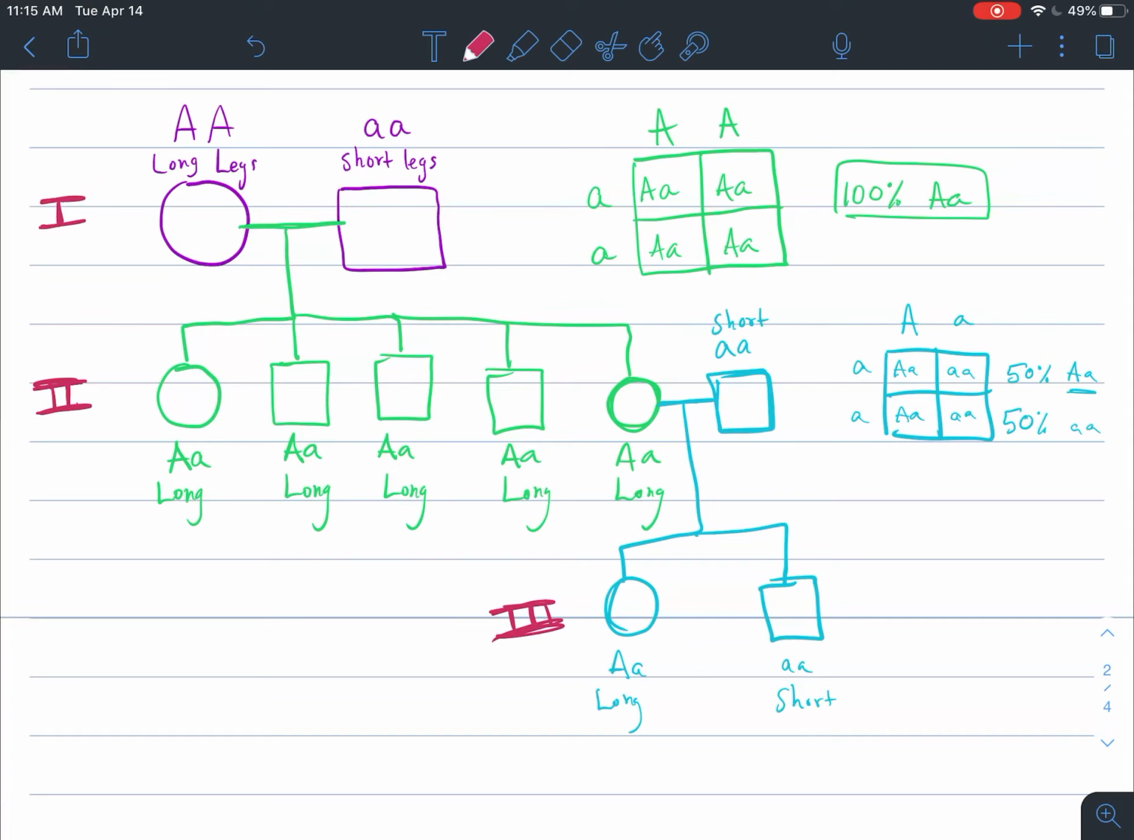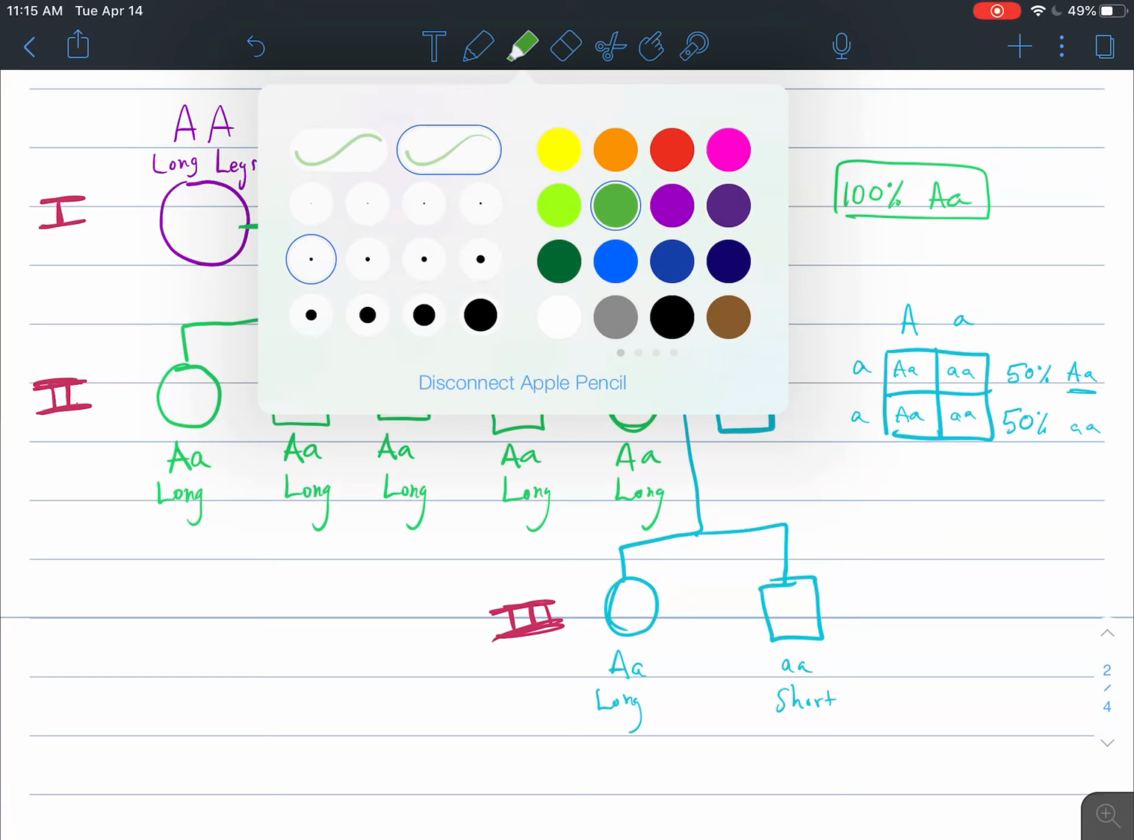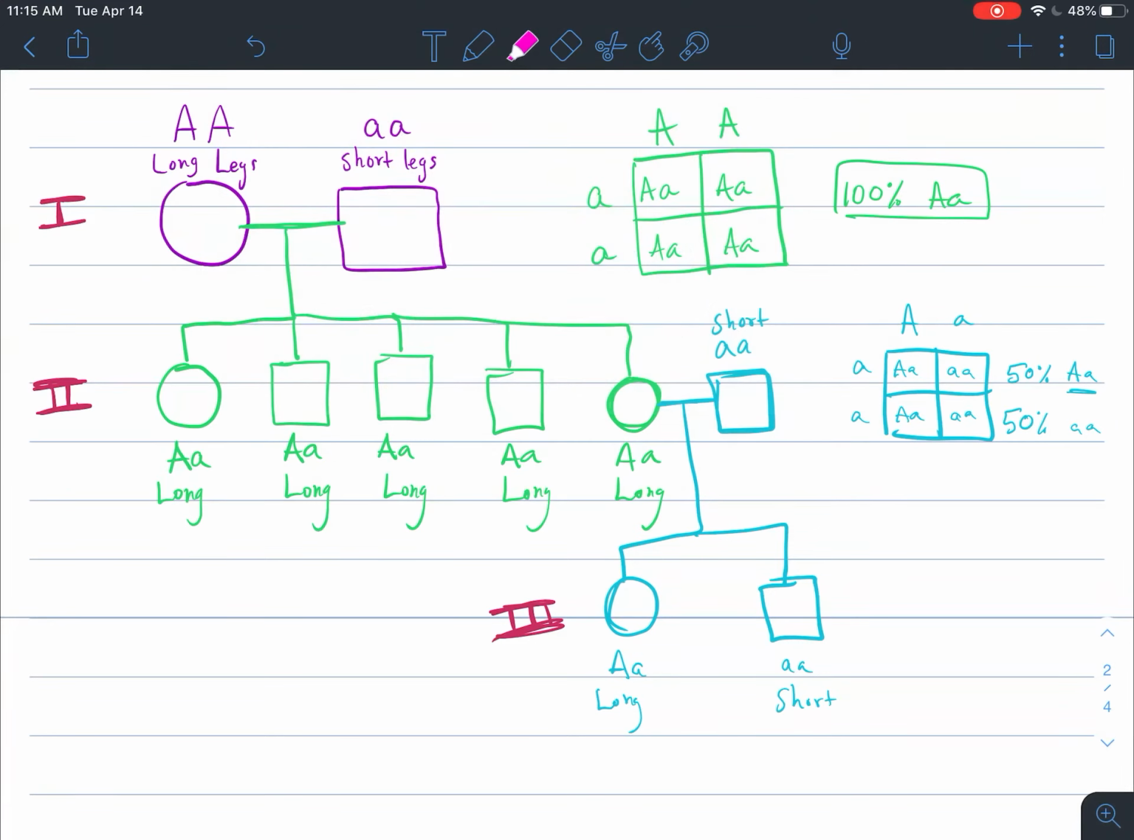So I'm using Roman numerals. Let's use the highlighter to shade in everyone who has short legs. Since the mom does not have short legs, only the dad does, I would only shade in the dad's shape. All of their kids have long legs, so I'm not going to shade in any of their children. But their last daughter marries someone with short legs, and they have a kid, and their second son has short legs.